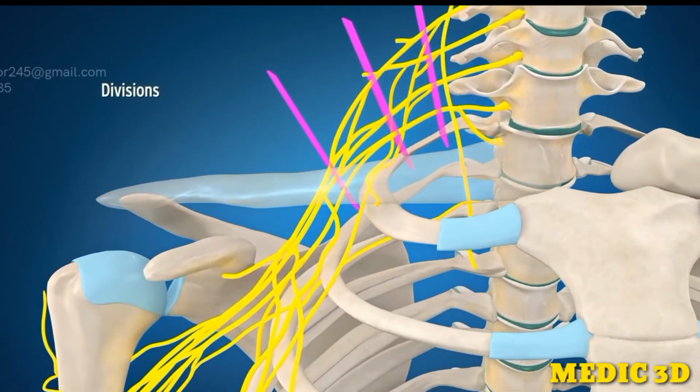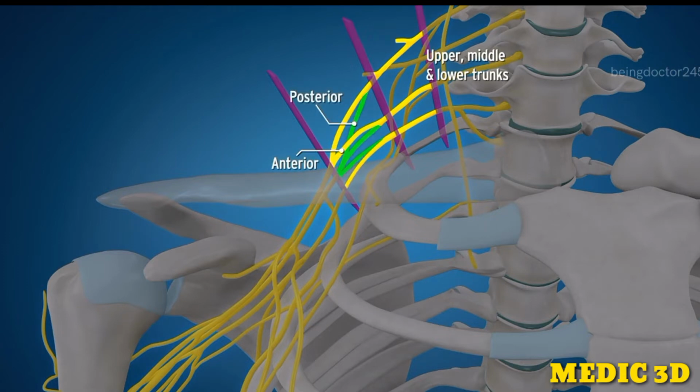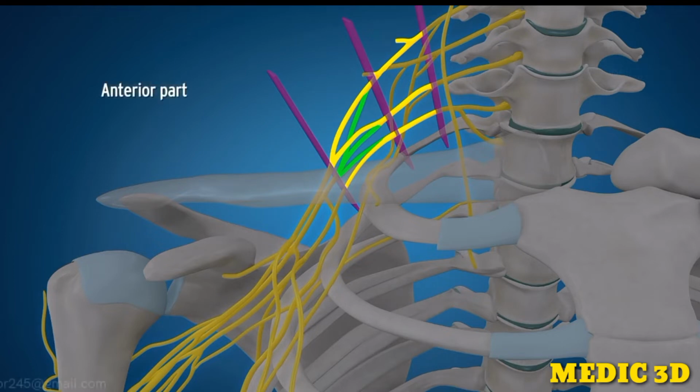The divisions. The divisions are formed as a result of the branching of the trunks. Each of the upper, middle, and lower trunks divide into anterior and posterior divisions. These divisions ultimately supply the anterior and posterior parts of the upper limb through various branches.